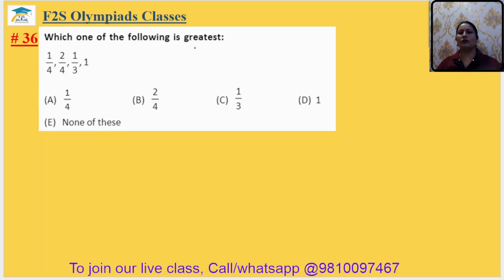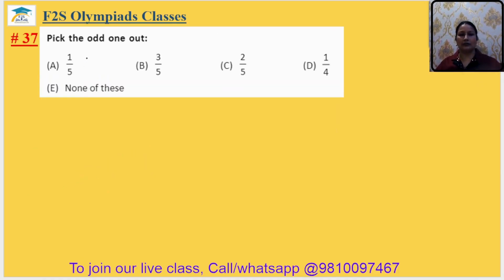Question 36. Which one of the following is greatest? So we can see 1 by 4 proper fraction, 2 by 4 proper fraction, 1 by 3 proper fraction. And all the proper fractions are smaller than 1. So that's why 1 is the greatest among all. Option D will be the correct answer. 36th answer is option D.